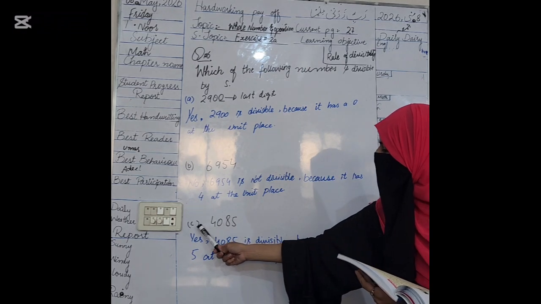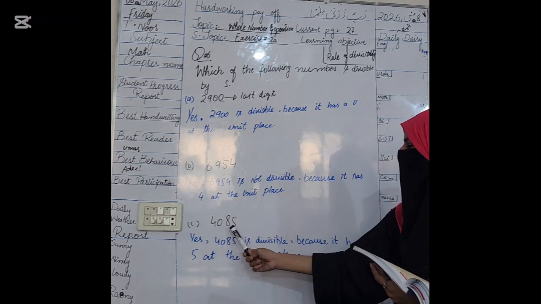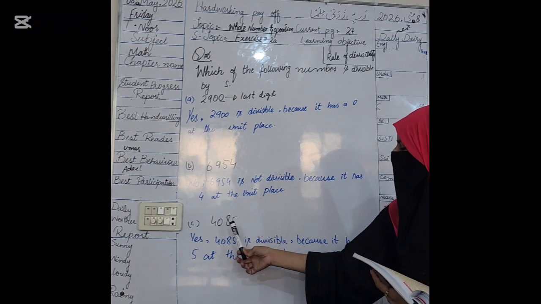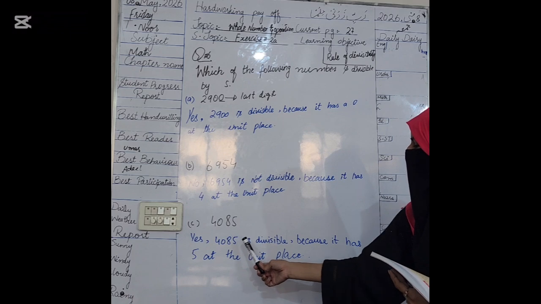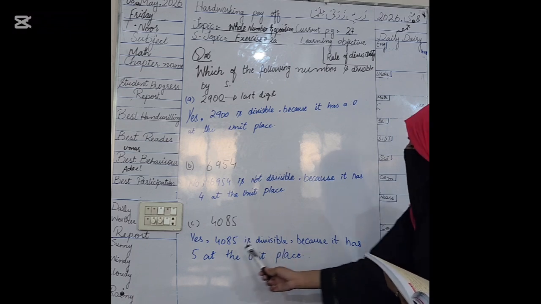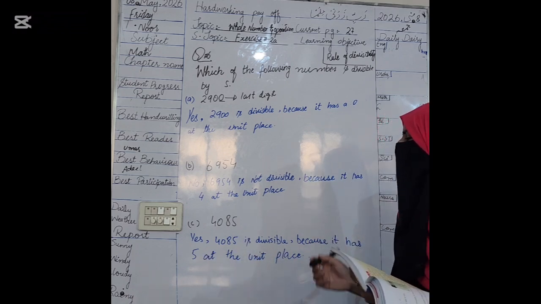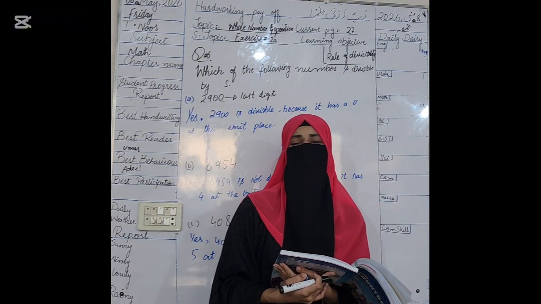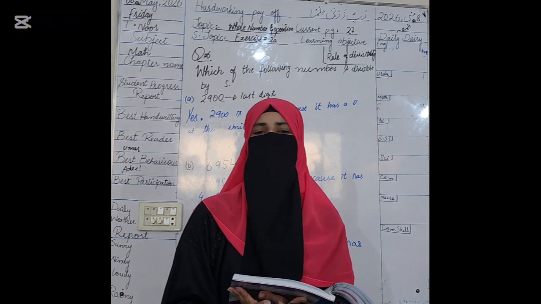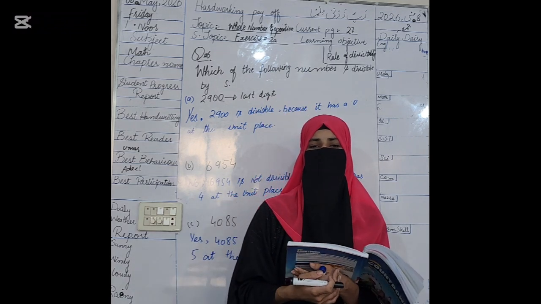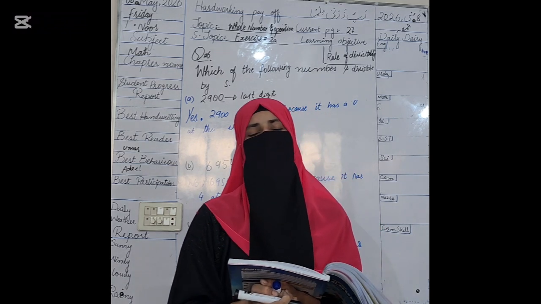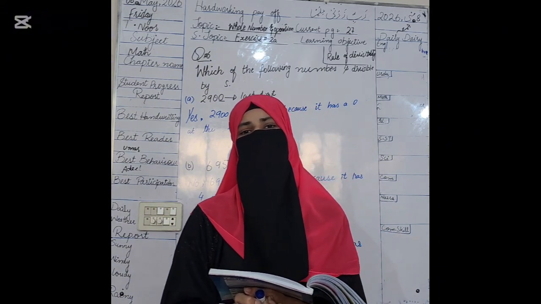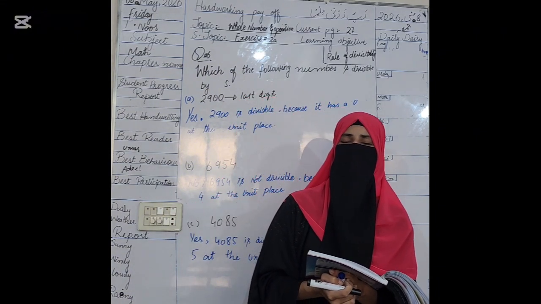Then you have part C, 4085. So students, look at your unit place. Unit place is a 5. So it means that yes, 4085 is divisible because it has a 5 at the unit place. So students, remember that when you look at the last digit to find out whether a number is divisible by 5, yes or no, the last digit must be a 5 or 0. Other digits at the unit place mean that the number is not divisible.